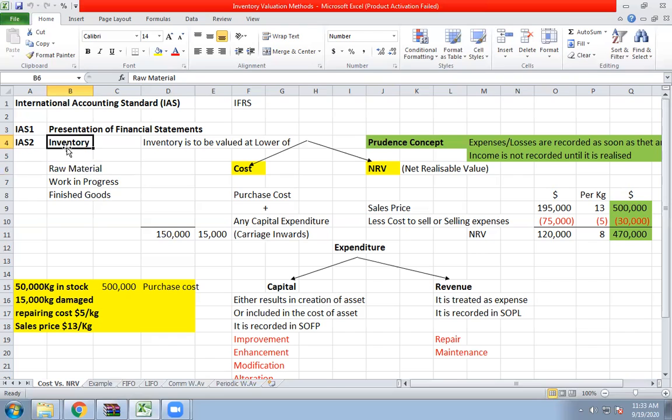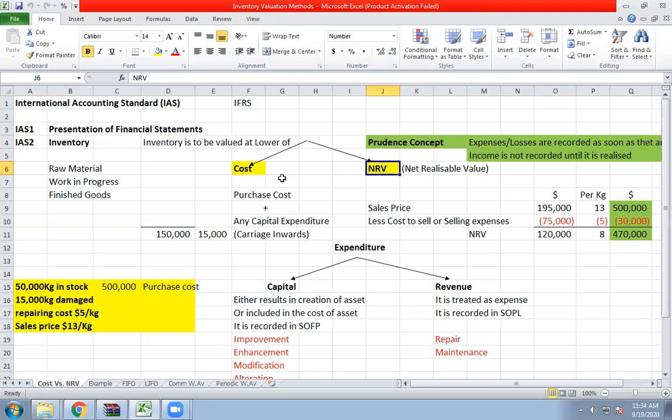So IAS2 inventory says that whatever the inventory is, whether it's raw material, work in progress, or finished goods, it has to be valued at the lower of cost and NRV. We shall calculate the cost of that inventory, or we might already know the cost of that inventory. And then we have to calculate the NRV. NRV stands for net realizable value. We have to value the inventory at the lower of these two values. Whichever is lower, the inventory is valued at that amount.